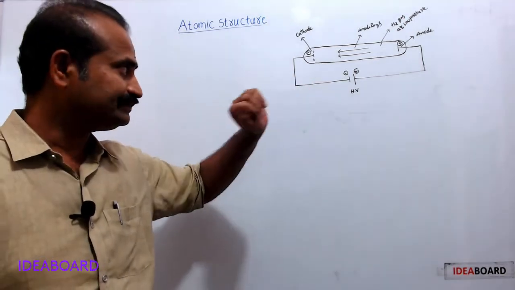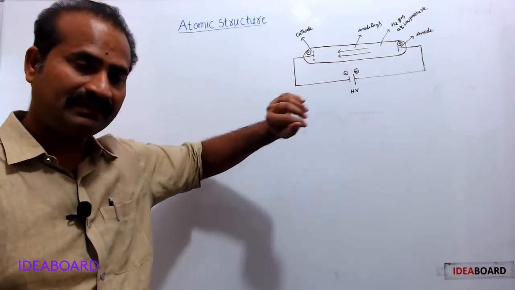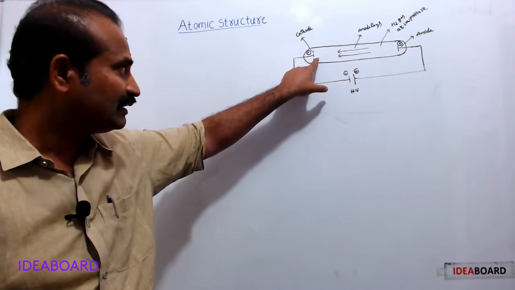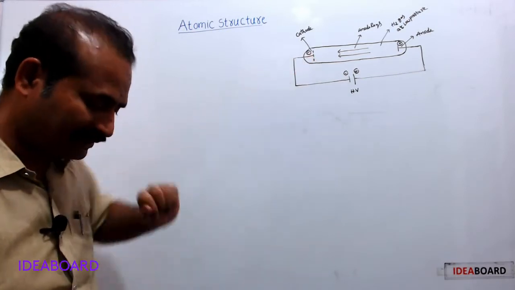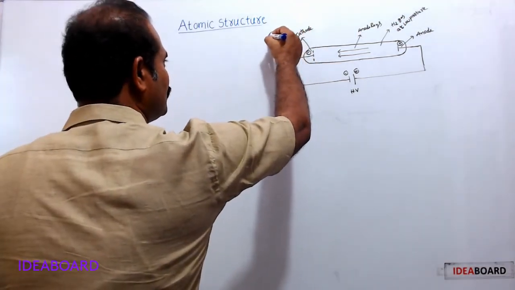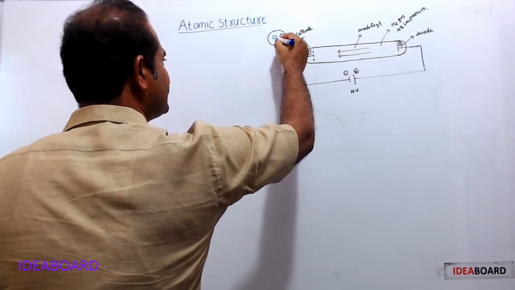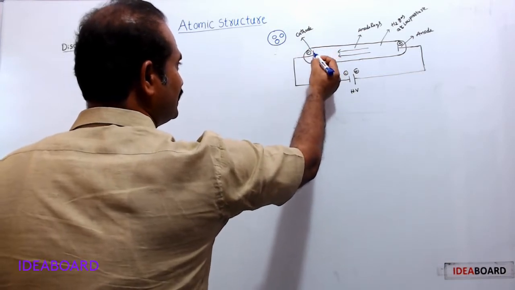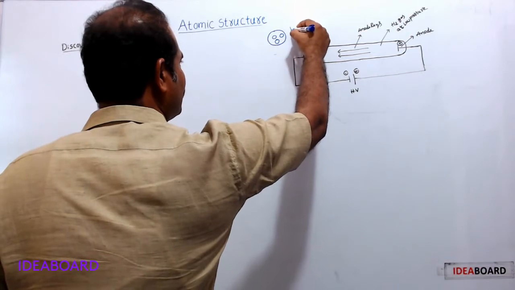This is the discharge tube experiment setup. One small adjustment is done here: instead of an ordinary cathode, a perforated cathode is used. Perforated cathode means holes will be there in the cathode. This is a circular-shaped cathodic plate. Here holes are there, so such a cathode is a perforated cathode.